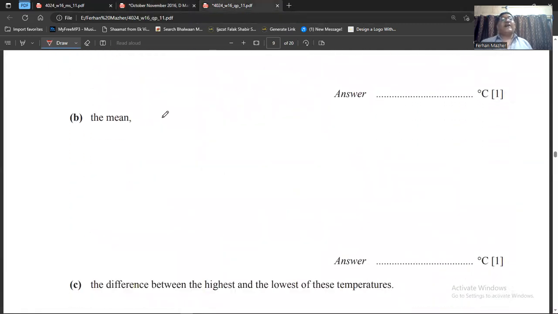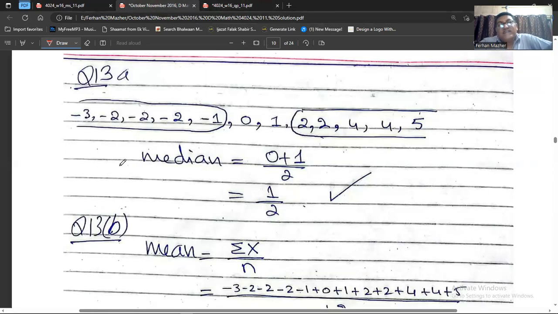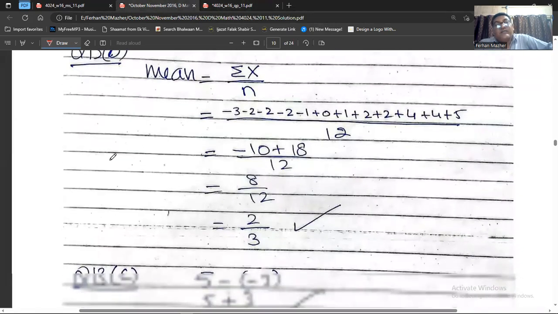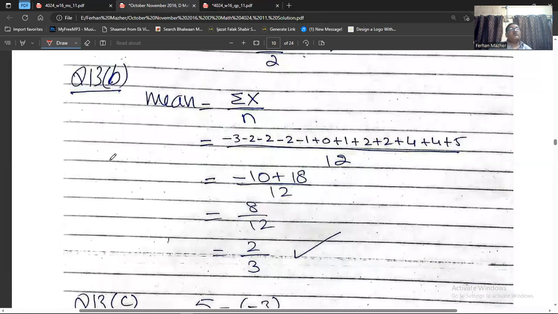Then he wants us to find the mean. How you find the mean of open data is, you add up all the numbers and divide by how many numbers there are. So we say x bar equals summation x divided by n. The summation x means you add up all the numbers, and n means the number of observations. So -3, -2, -2, -2, -1, plus 0, plus 1, plus 2, plus 2, plus 4, plus 4, plus 5.